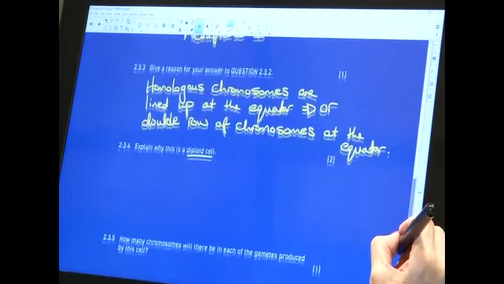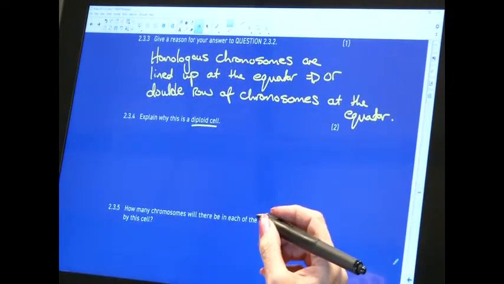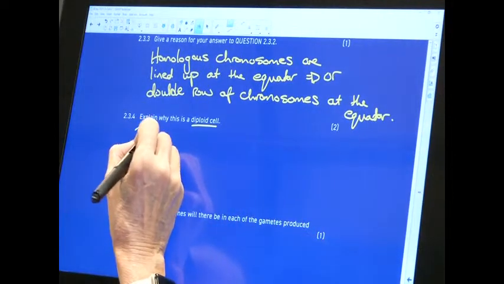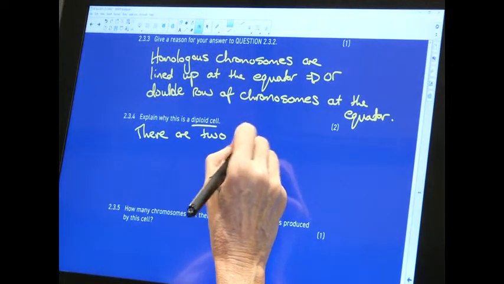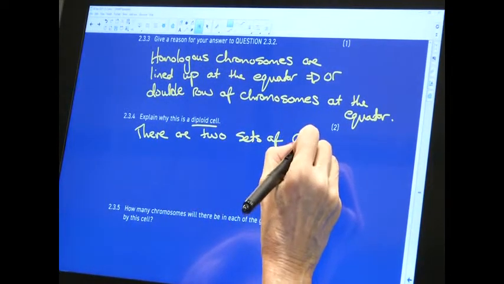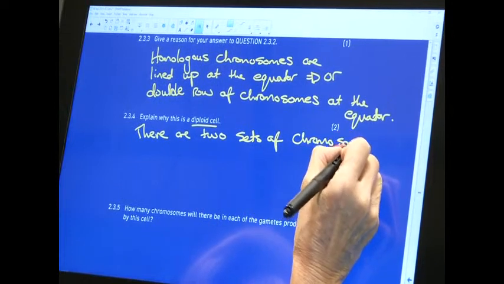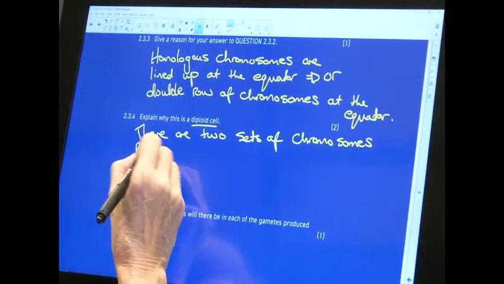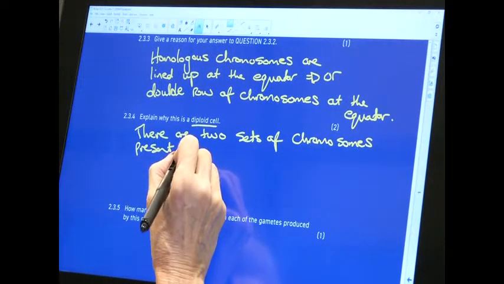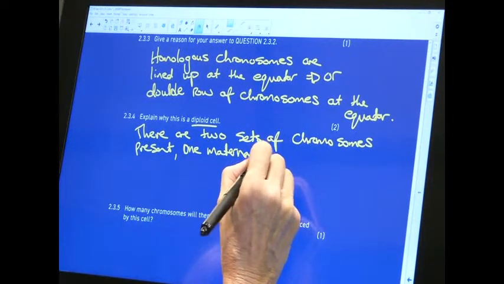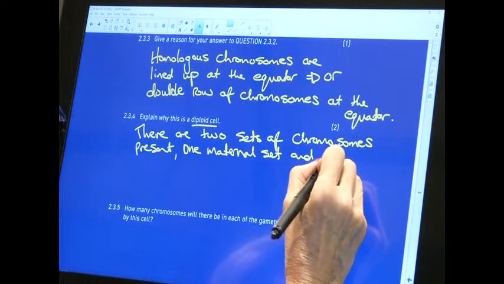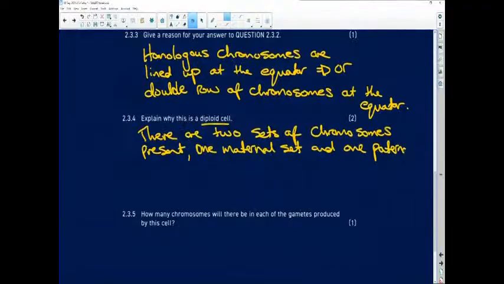So, why is this a diploid cell? Well, that's easy. There are 2 sets of chromosomes present. One maternal set and one paternal set. So one from the mom and one from the dad. Okay?